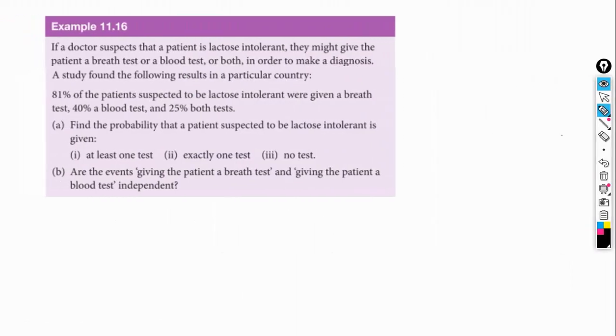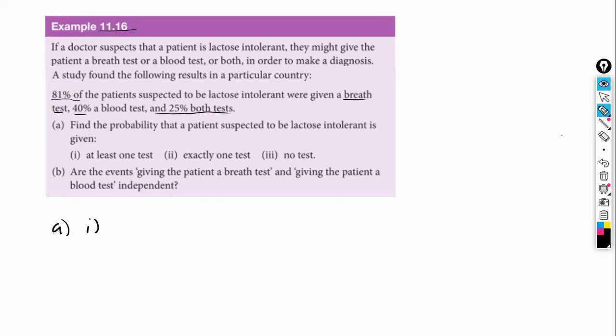Okay, so now let's focus on example 11.16. It says, if a doctor suspects that a patient is lactose intolerant, they might give the patient a breath test or a blood test or both in order to make a diagnosis. A study found the following results in a particular country. 81% of the patients suspected to be lactose intolerant were given a breath test, 40% a blood test, and 25% both tests.